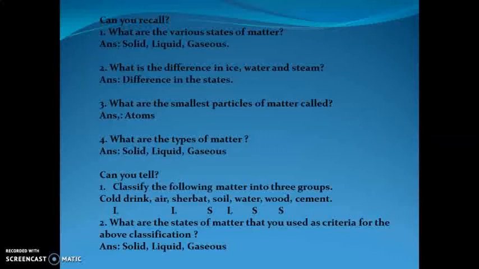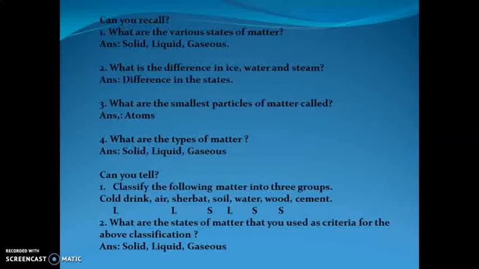Okay, so we'll begin. What are the various states of matter? As we all know, the states of matter are solid, liquid and gaseous. What is the difference in ice, water and steam? These three substances are different states of water. What is the smallest particle of matter called? We all know that these are known as atoms. What are the types of matter? Again, matter is of three types: solid, liquid and gaseous.